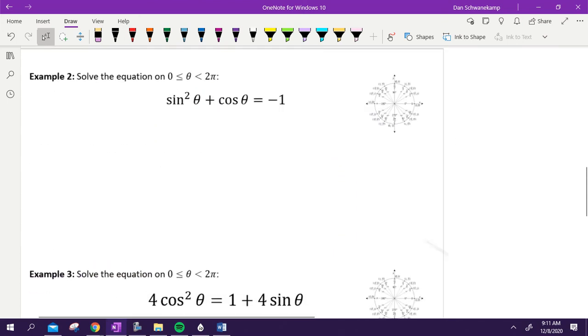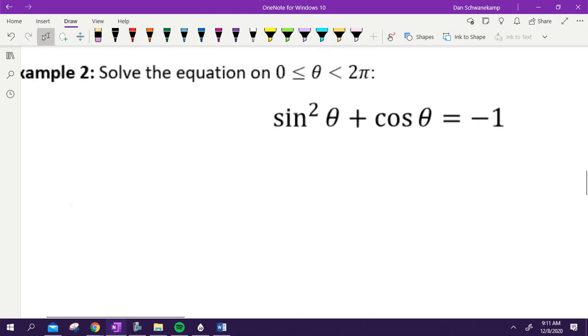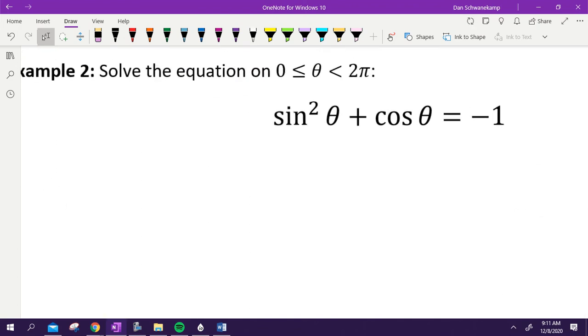All right, let's try it again. Going to the backside. Same idea. Again, it looks strange. It's not as strange as it seems. Sine squared theta plus cosine of theta equals -1. This one we have an issue off the start.